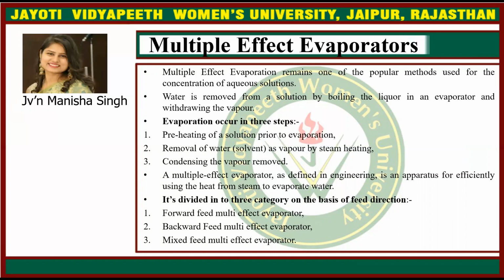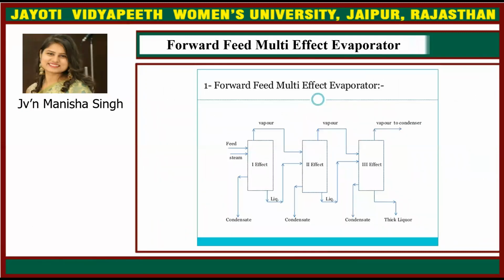A multiple effect evaporator, as defined in engineering, is an apparatus for efficiently using the heat from steam to evaporate water. It is divided into three categories on the basis of feed direction: forward feed multi-effect evaporator, backward feed multi-effect evaporator, and last is the mixed feed multi-effect evaporator. Then first is the forward feed multi-effect evaporator.